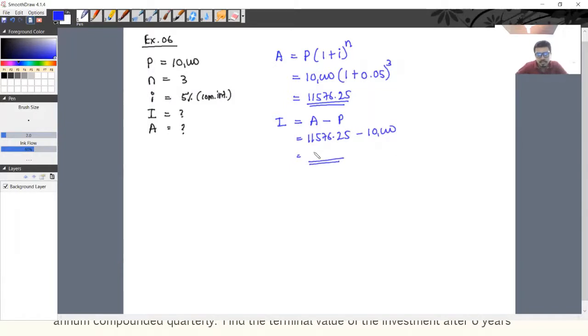It means 1,576.25 is the total interest amount. Okay, that is example number 6.